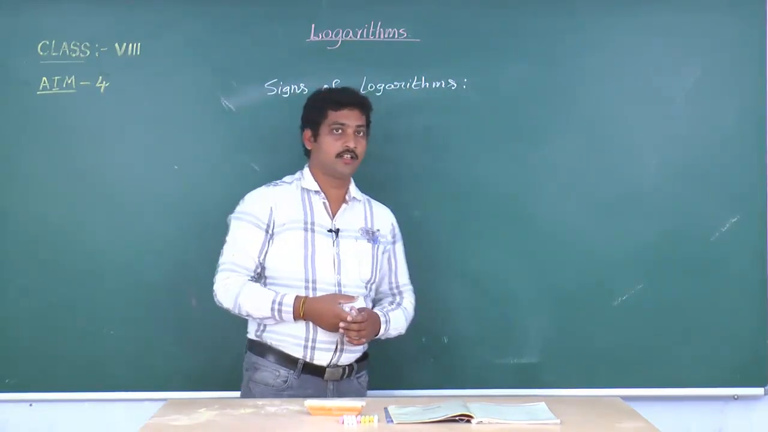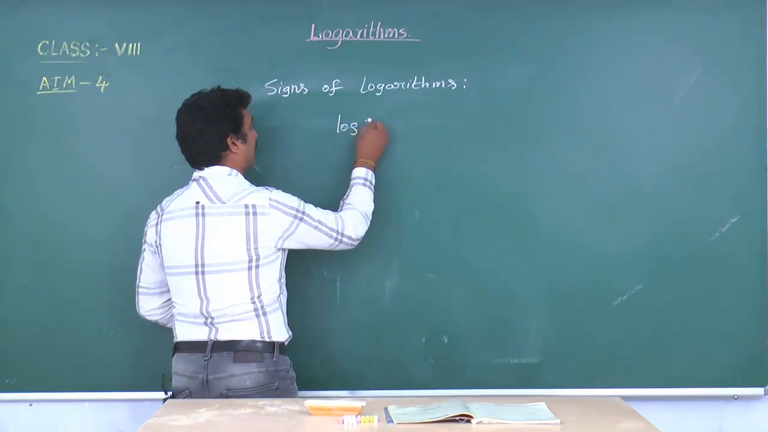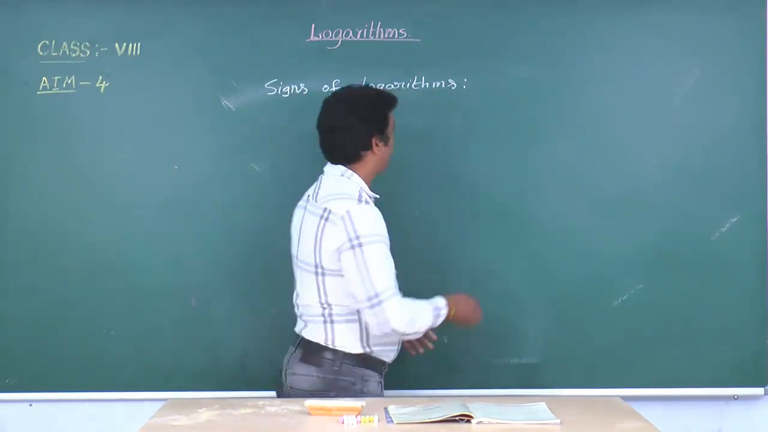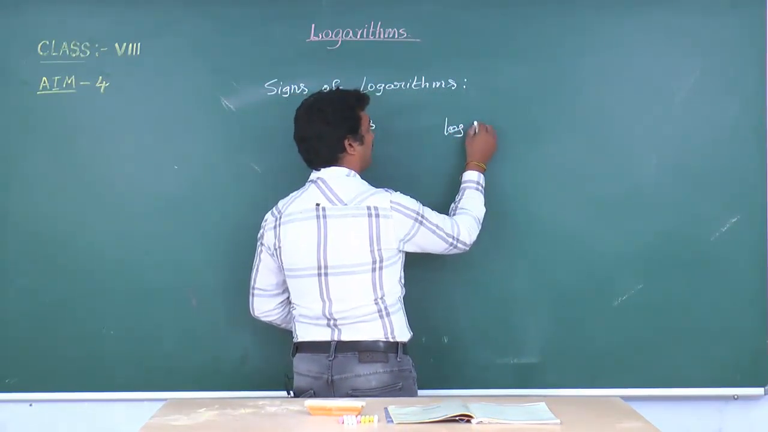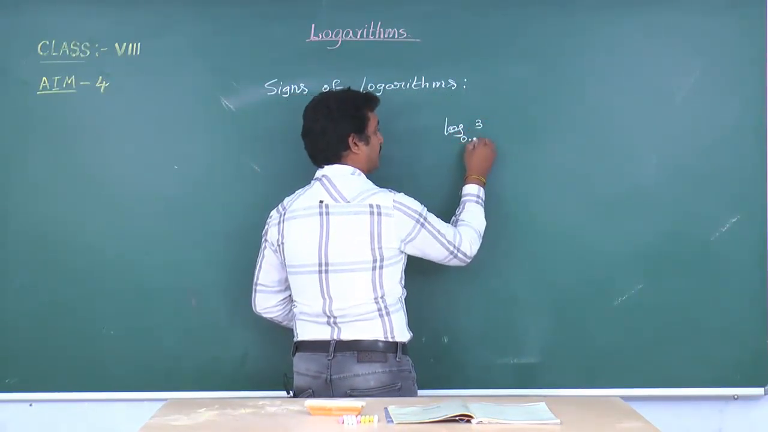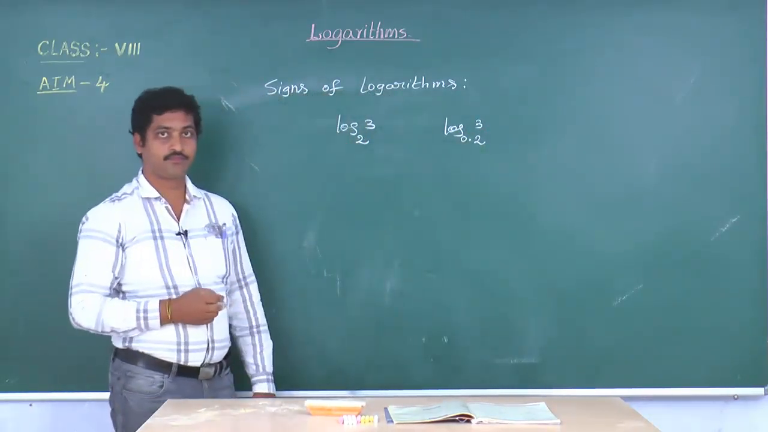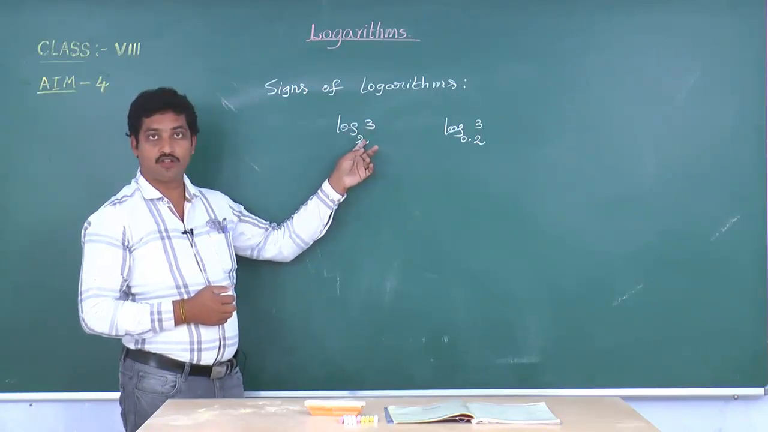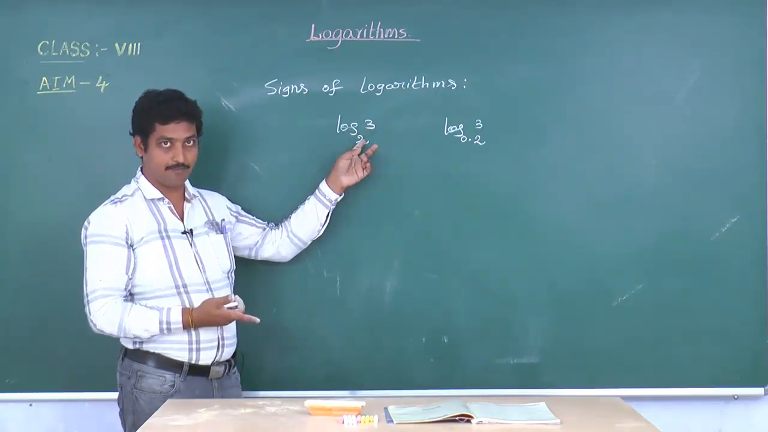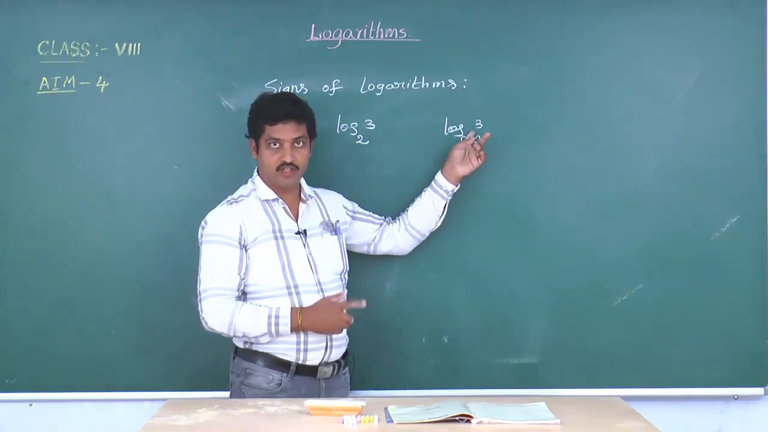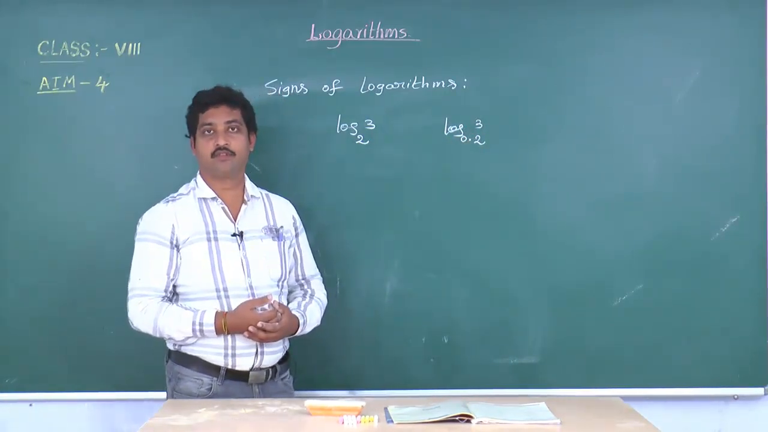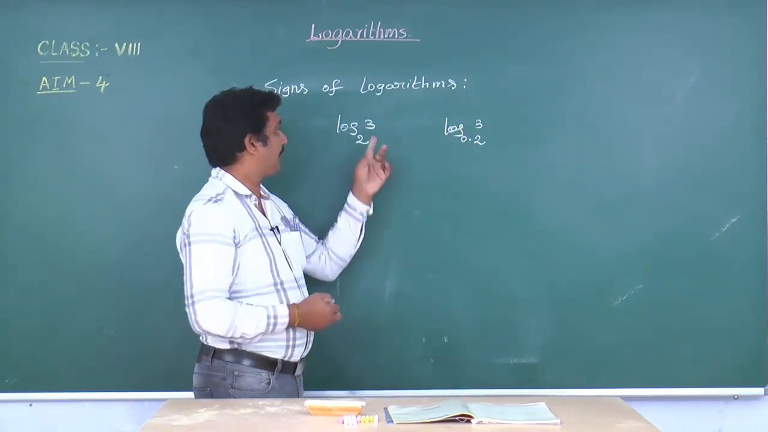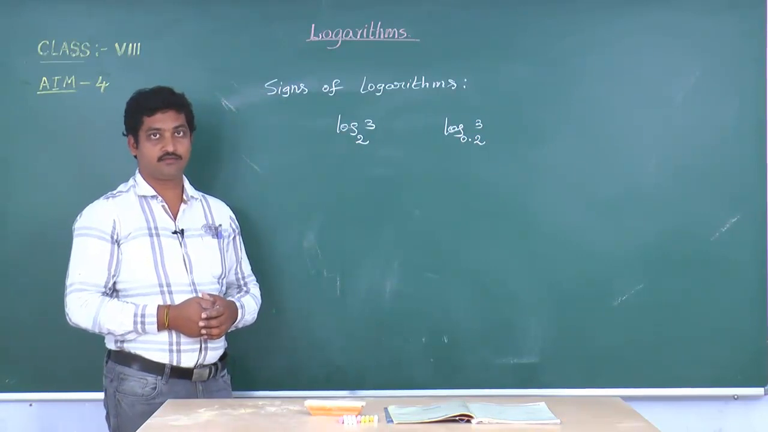Children, what is the sign of log 3 to the base 2? Is it positive or negative? What is the sign of log 3 to the base 0.2? Log 3 to the base 2, is it positive or negative? Plus or minus? How can we decide it? To decide the logarithmic sign, it should be compared with 1.